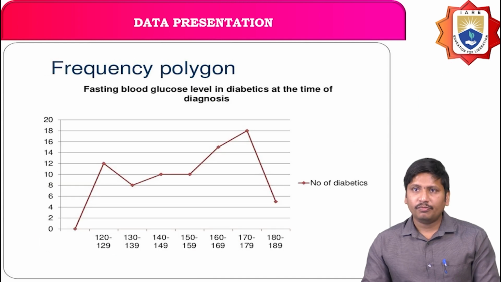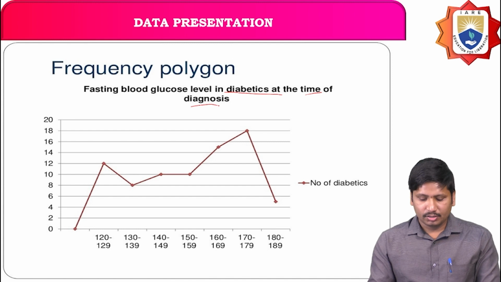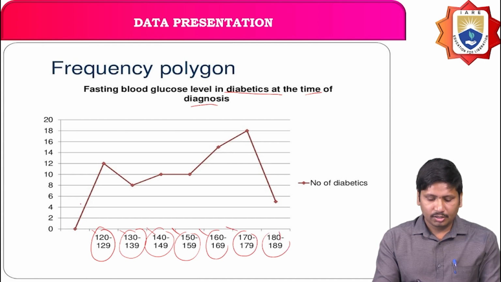See, this is an example of the frequency polygon: the fasting blood glucose level in diabetes at the time of diagnosis. So this is the frequency range I am taking: 110 to 120, 130 to 140, 140 to 149, and 151. Like that, I am taking the frequency ranges here, and in between them I am connecting. Actually, the bars are available here, like this.